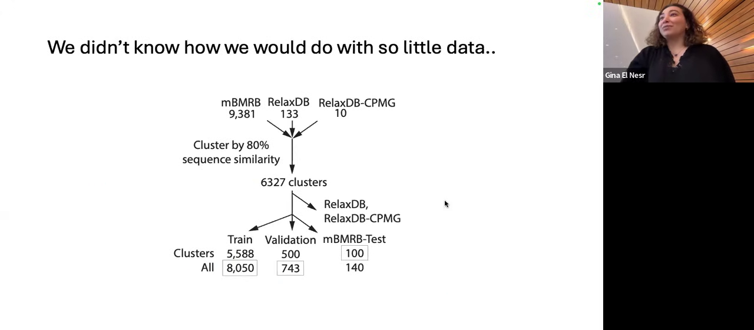And so we said, okay, what if we shove all the data in there? And so we combine all of that data, we split it by 80% sequence similarity split, which, don't ever publish a model at an 80% sequence similarity split, but we didn't know what would happen. So we said, let's just shove all the data in and see if there's something there. And then we split it into train, validation and test sets.